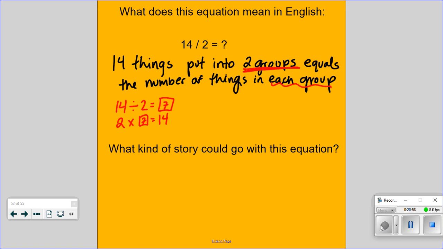Henley, go for it. Yeah, our plates act as our two groups. 14 cupcakes put onto two plates. Very good. Shelby, Jackson, turn around, please. She's got 14 bracelets. Put them into two baskets. Our baskets are our groups. How many does each basket have? Devin.